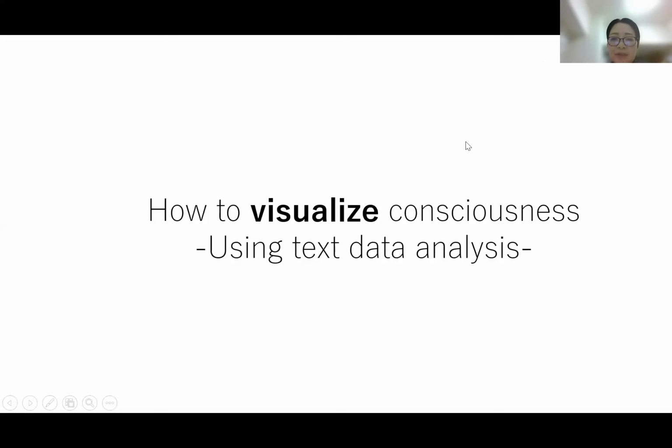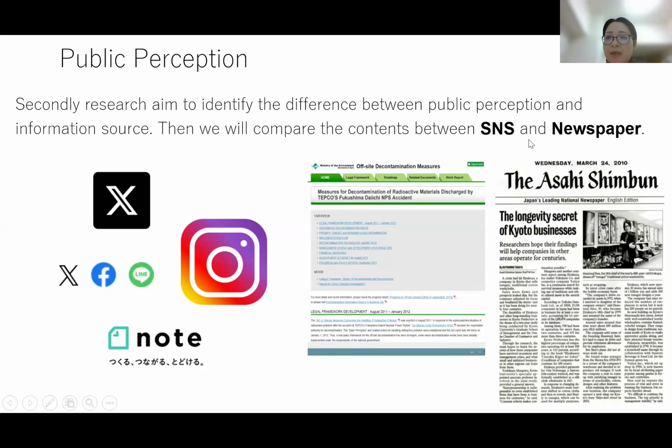First, how to visualize consciousness using text data analysis. We can know public perception using SNS data or text data from newspaper articles and theses to identify the differences between public perception and information sources. Then we will compare the contents between SNS and newspapers. So we know public perception, what people think about Fukushima contamination.